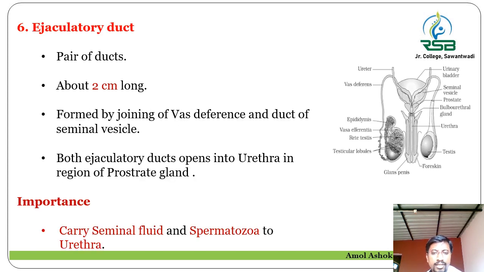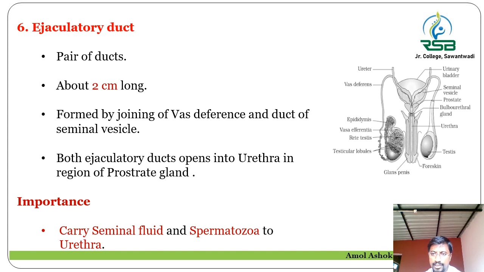So what is the ejaculatory duct? Here, at the joining of the seminal vesicle and vas deferens, it forms the ejaculatory duct. It is a pair of ducts about 2 centimeters long, which is formed by the joining of the vas deferens and seminal vesicle. So both ejaculatory ducts open into the urethra of the prostate gland.